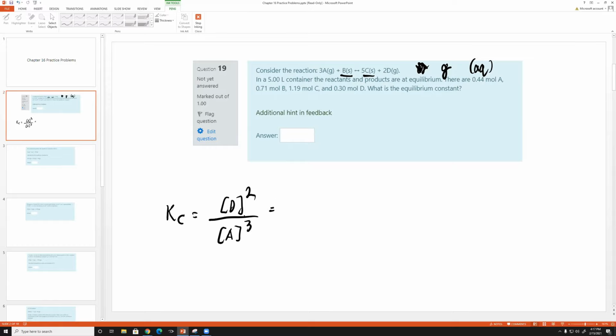Then we need to convert our molar values that are given, the mole amounts, into concentrations. That's very easy to do because we're given the liters, the total volume of the container. So if you have 0.3 moles of D, that means you have 0.3 moles divided by 5 liters of D. You would square that number, and that would be over the concentration of A, which is 0.44 divided by 5 liters, cubed. Whatever that answer is going to be your Kc value. You can post it in the comments below if you want. You could put like number 19 and then put the answer.